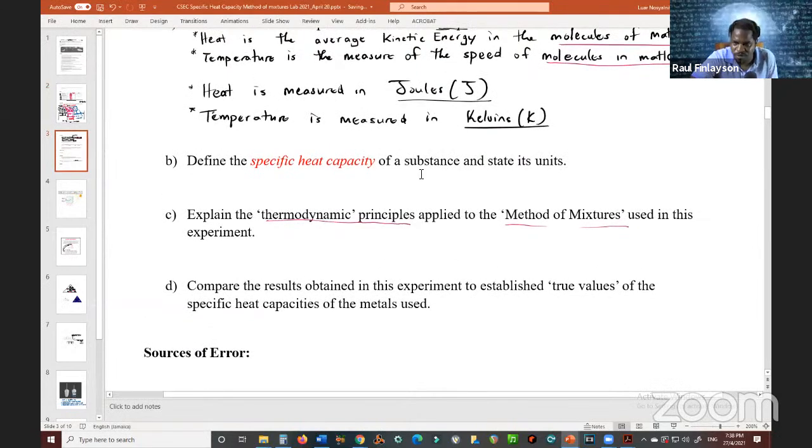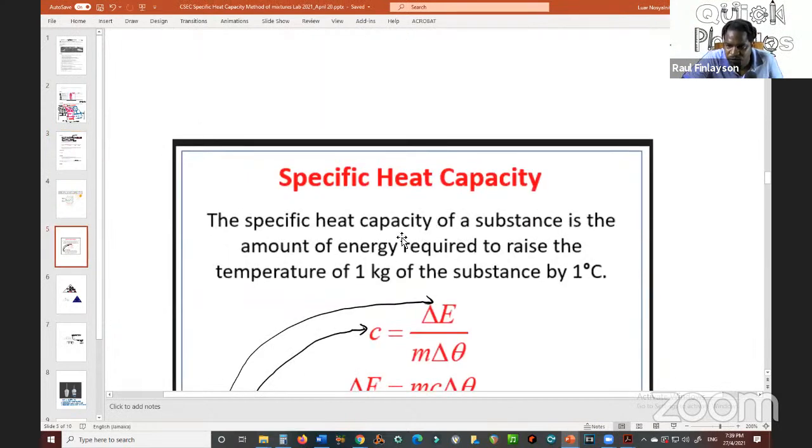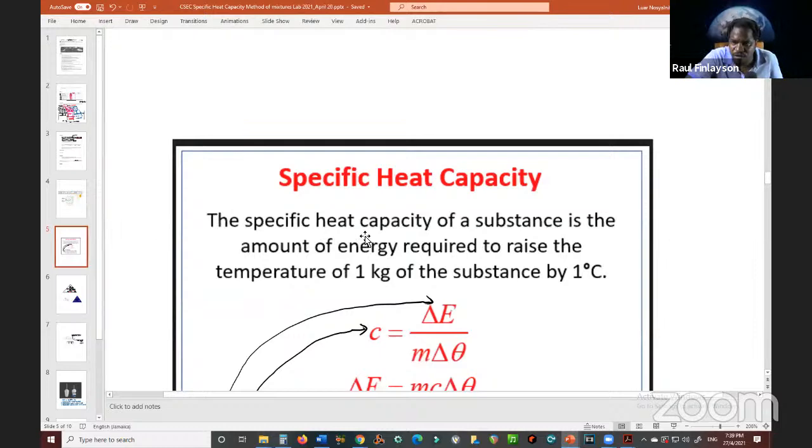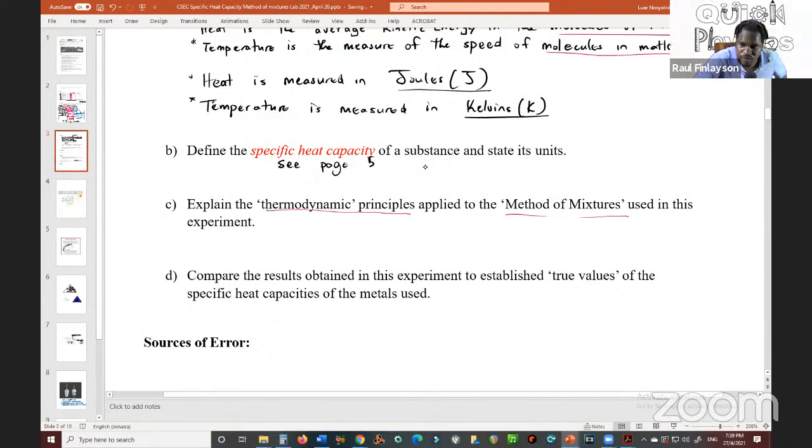Define specific heat capacity of the substance, stated units. So this was done in more than one class before. Here it is, definition right there. Amount of heat required to raise the temperature of 1 kilogram of a substance by 1 degree Celsius. So you put that there. All right. So then that's page 5.